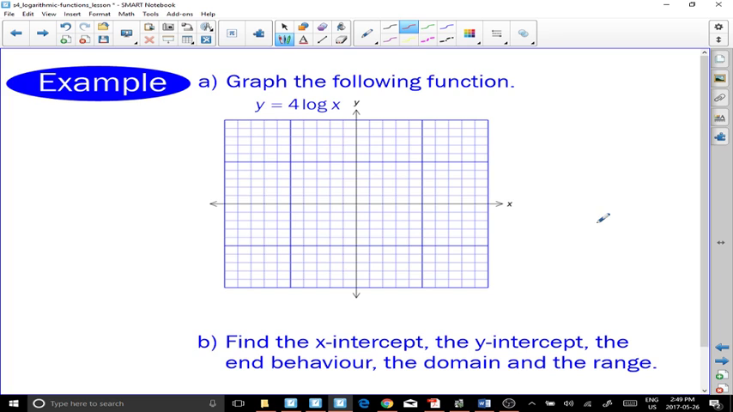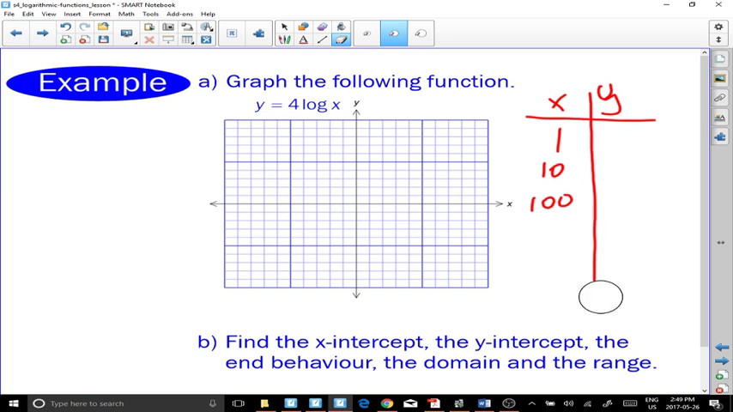So what I would do is I would create a table of values. I would start at 1, 10, and I'd even just probably go up to 100. I'm not going to go crazy with this because there's no reason to go up to like 1,000 or anything really silly. Now for y, what we could do is figure out the y value in each of those cases.